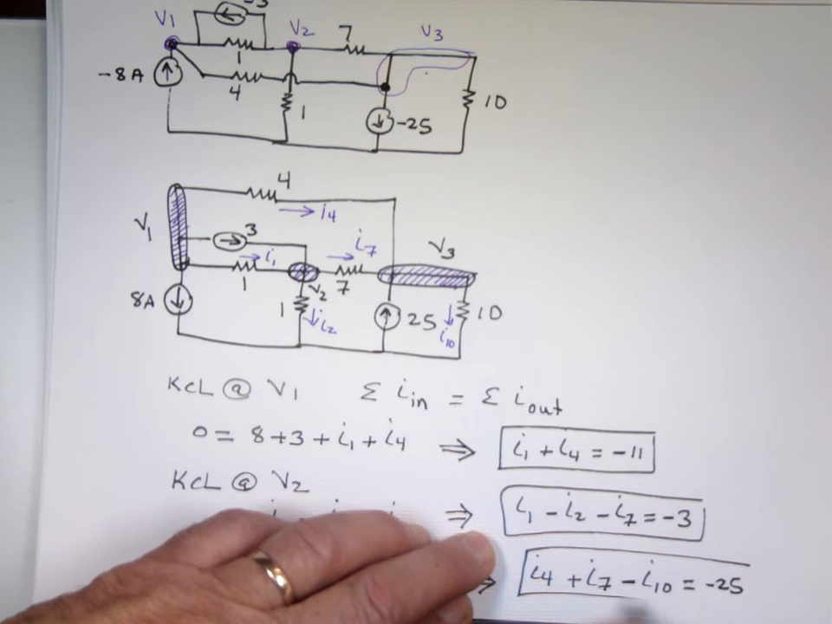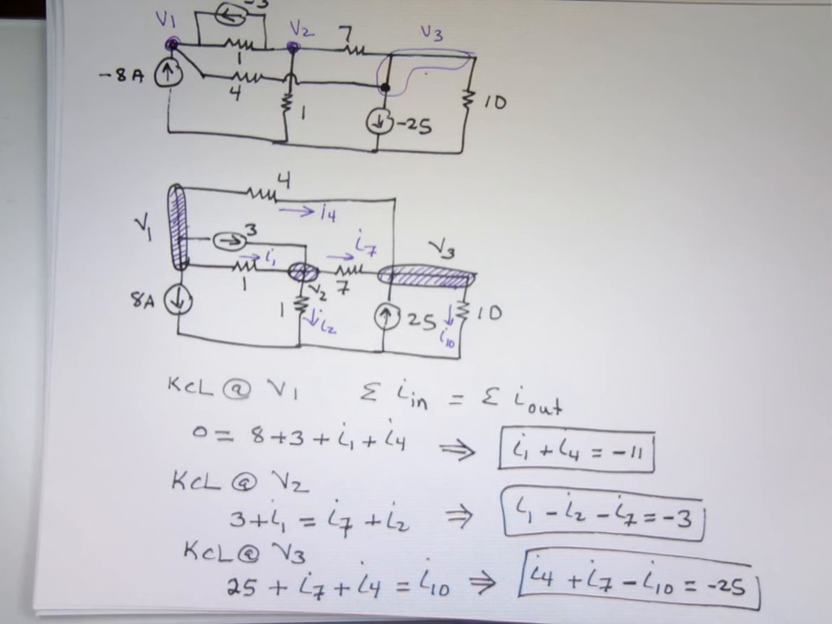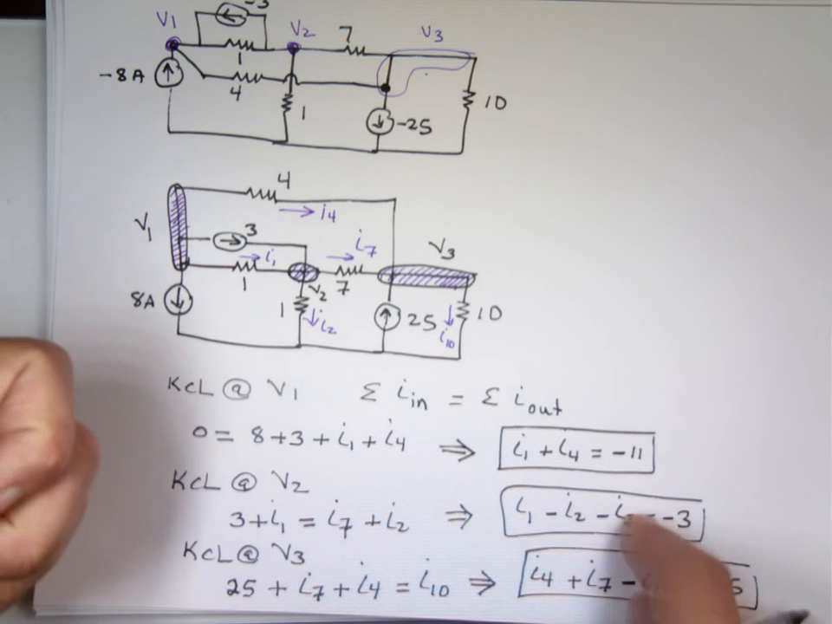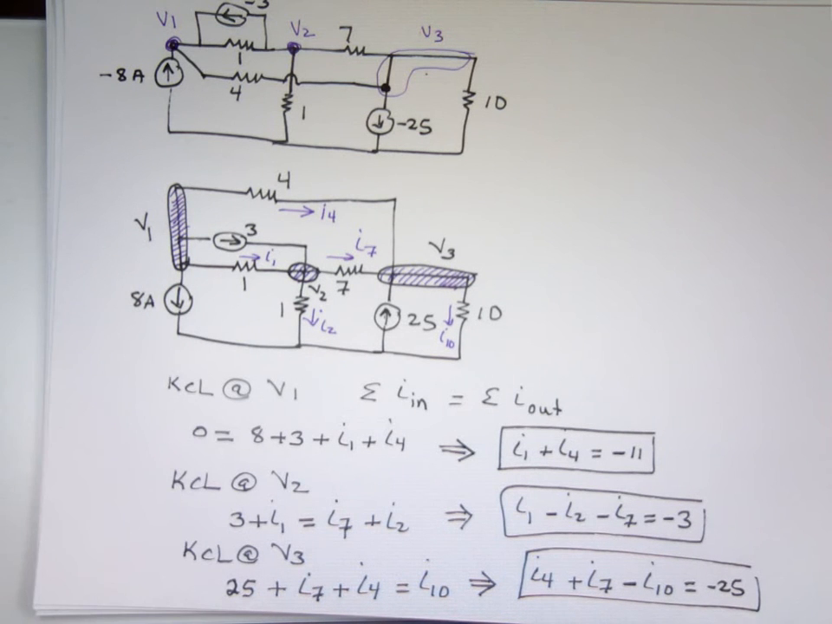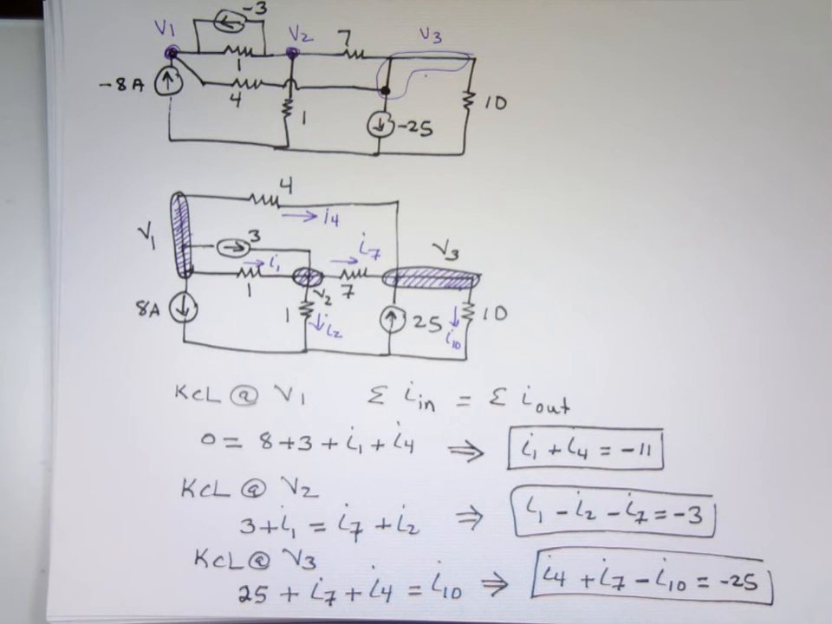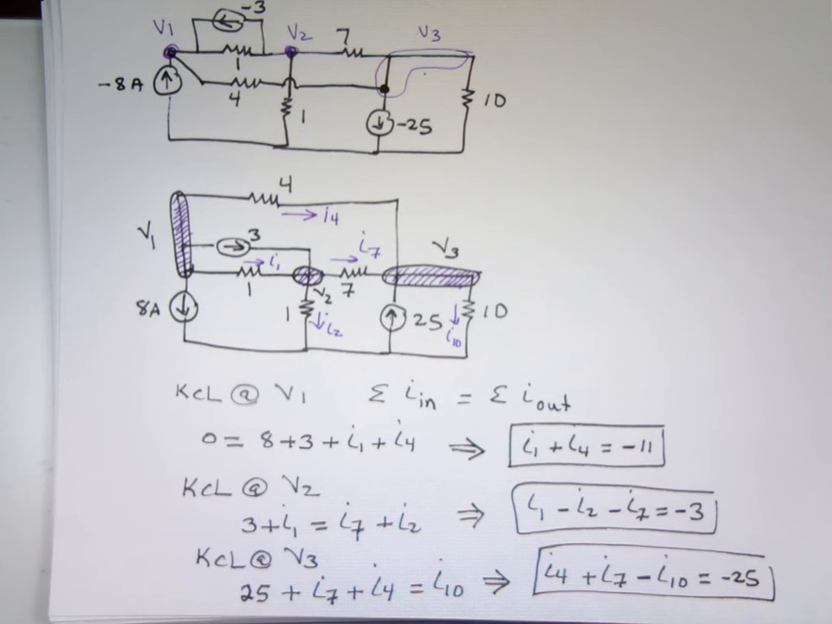3 equations. Let's see how many unknowns. 1, 2, 3, 4, 5 unknowns. There's no way on earth we're going to solve 3 equations with 5 unknowns. So we do KCL at each node. The next step is to look at these currents and write them in terms of the voltages. While I'm looking at the picture here, let me look right next to it.